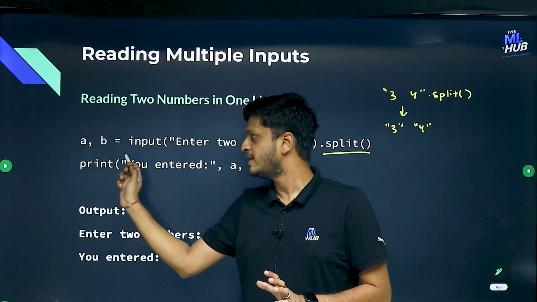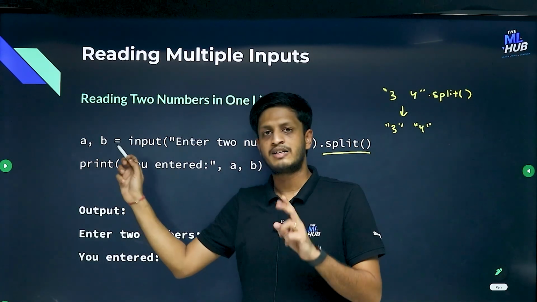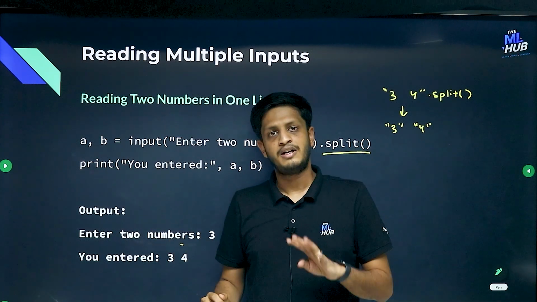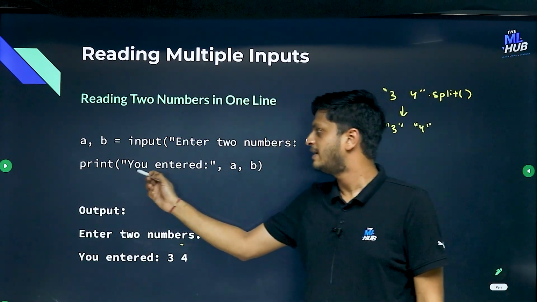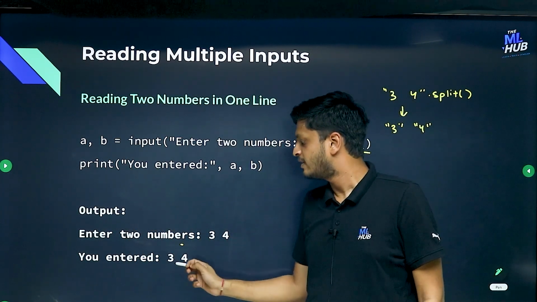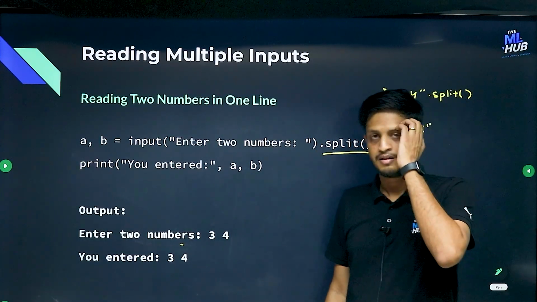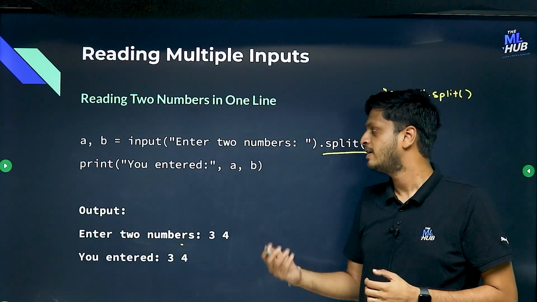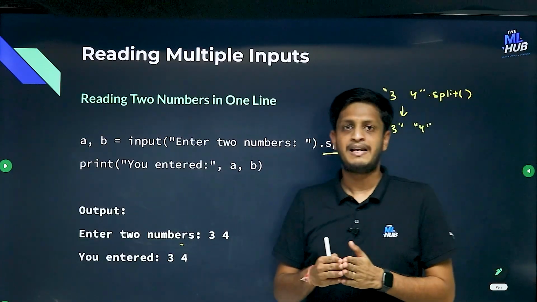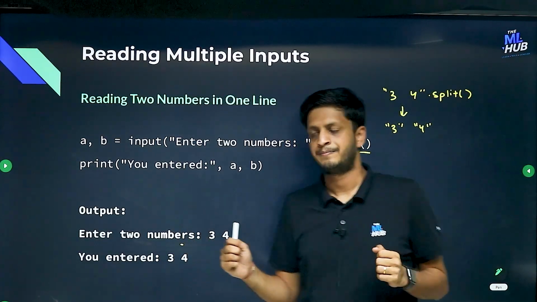So A and B will be strings, and A will contain the string 3 and B will contain the string 4. So when we print you entered A and B, then you entered 3 and 4 will be printed on the screen. Okay, so that is how you can actually input multiple numbers in a single line.